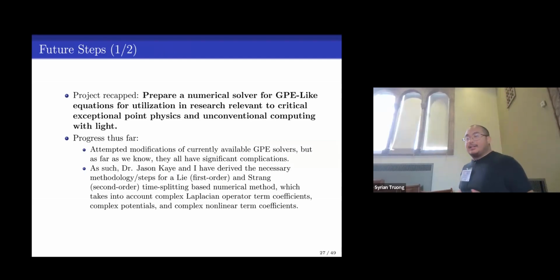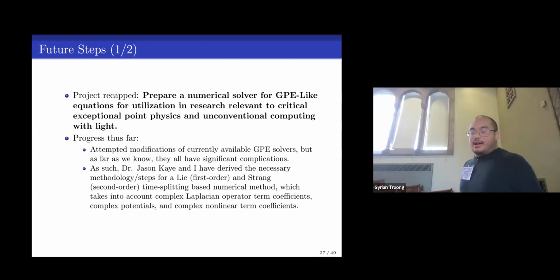All right. Now for future steps, just to recap, what we've done is we're trying to prepare a numerical solver for GPE-like equations, utilizing research that is relevant to looking at the trajectory in and around and through critical exceptional points, as well as polariton Bose-Einstein condensate interactions for hybrid analog computing systems. The progress thus far is that we've attempted modifications of a variety of current GPU solvers, but as far as we know, they all have some specific complications.